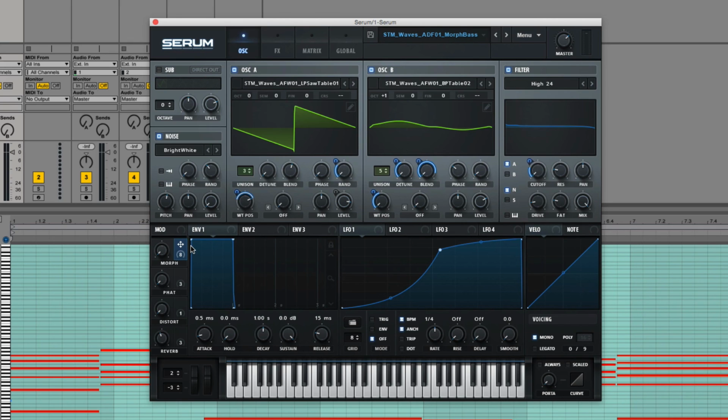You can see that the morph knob is on wavetable position, decreasing the amount of harmonics on the first oscillator, increasing its randomness, increasing the wavetable position of the second oscillator, moving towards higher harmonics, increasing the detune, increasing the blend, increasing the cutoff, and that's 1, 2, 3, 4, 5, 6.